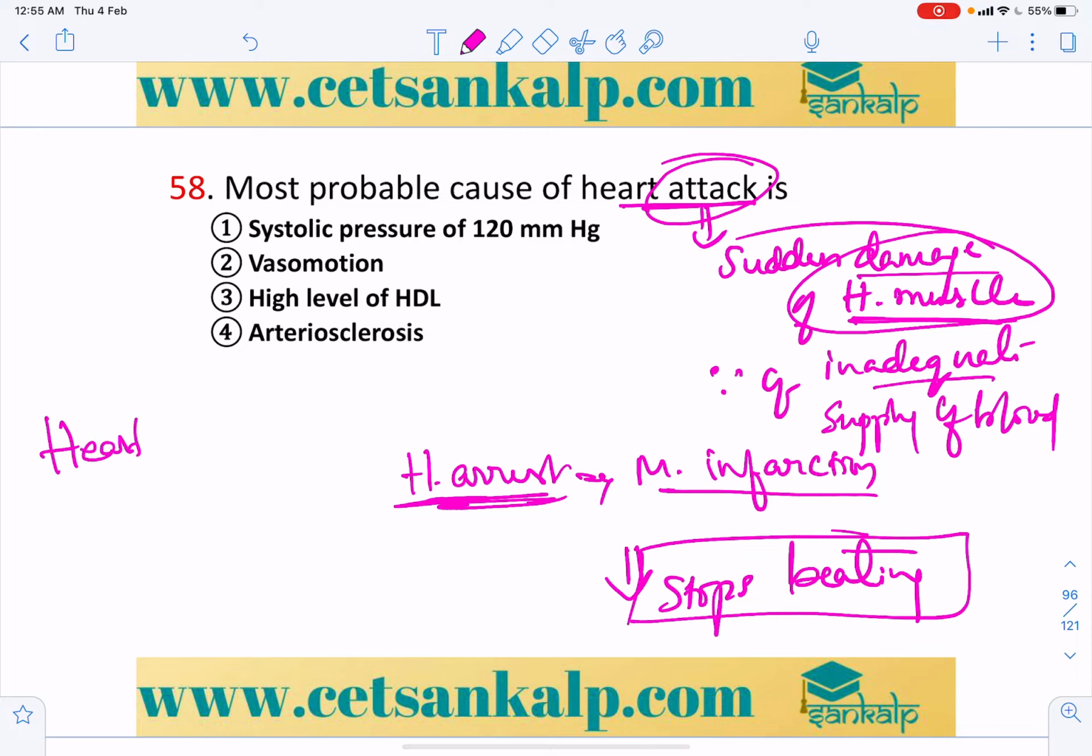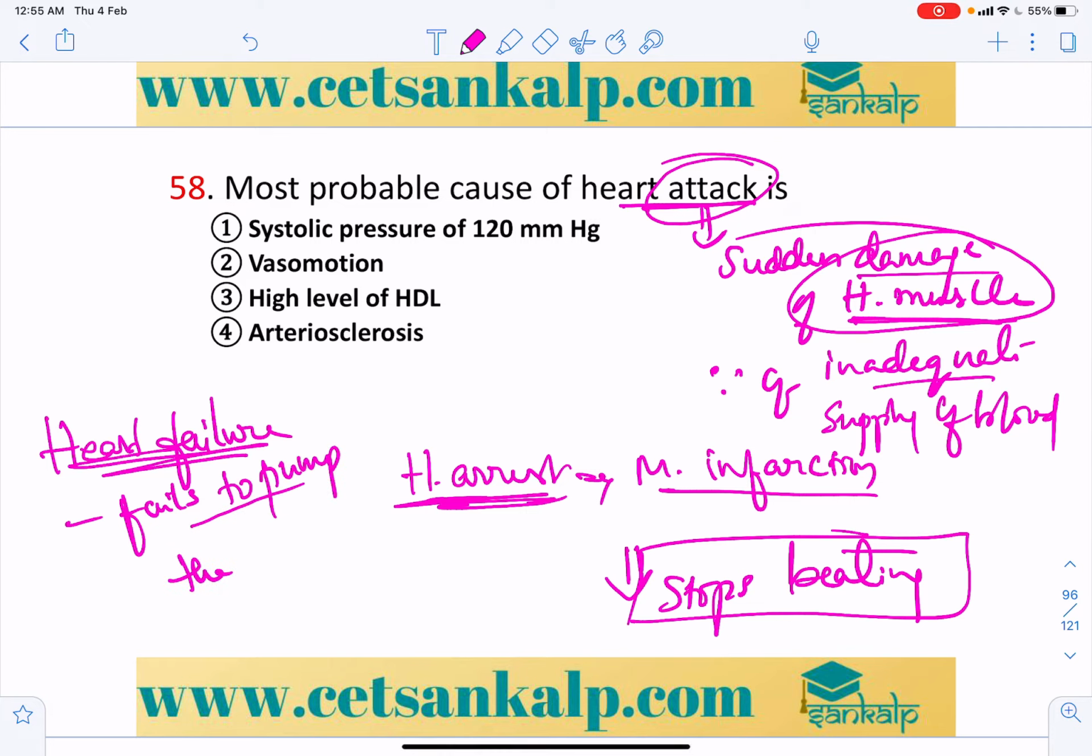And heart failure, what is the meaning of failure? Generally we say failure means we couldn't reach that particular zone, or that we can't meet that need. So in heart failure, the heart fails to pump blood effectively to all other parts of the body. Remember, it fails to pump the blood.